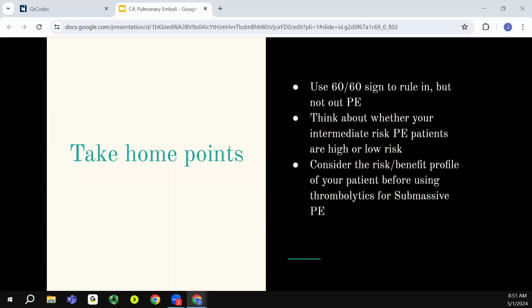Consider the risk benefit profile of your patient before using thrombolytics for submassive PE. What do they stand to gain? What do they stand to lose? And consider ECMO for your massive PE patients. It is a therapy that we don't have all the answers to yet, but it does physiologically make sense that you're bypassing the two organs that are failing. And I'm interested to see more about it.